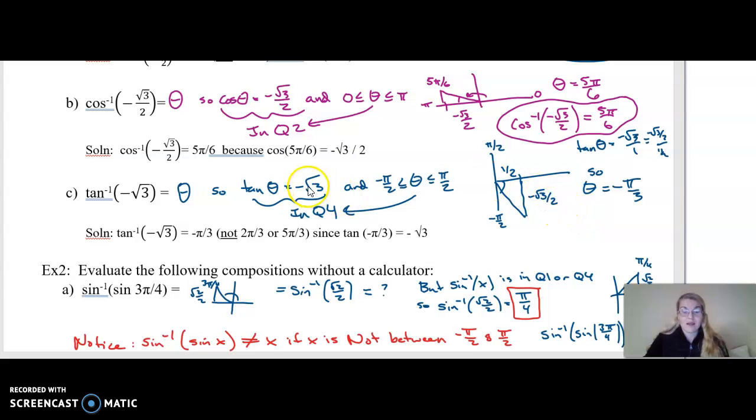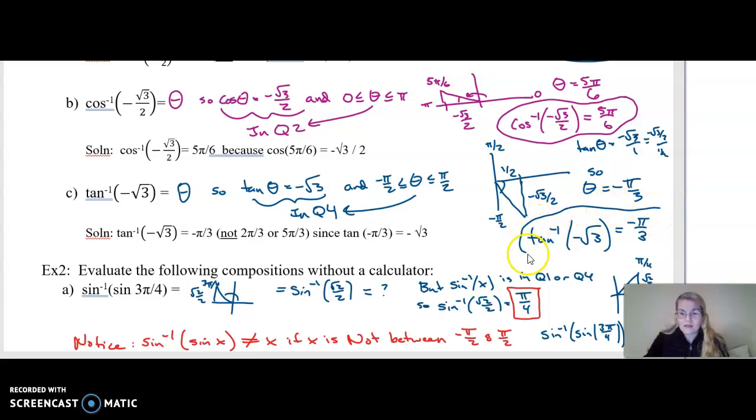So in this case, tan of theta is equal to negative rad 3 over 1. I think of that as negative rad 3 over 2 all over 1/2, right? So my sine and my cosine, so my reference angle is 60 degrees or pi over 3. So that's telling me that tan inverse of negative rad 3 is equal to negative pi over 3.